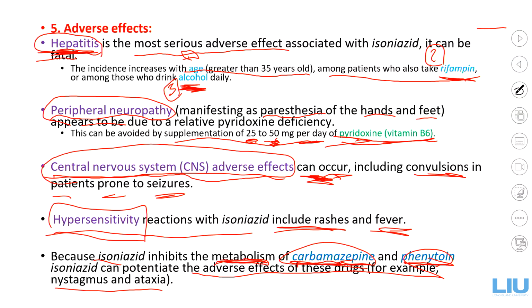But the drugs themselves are metabolized by some enzymes. Isoniazid inhibits the enzymes that metabolize those two drugs. As a result, you would have accumulation of these drugs, and so you'll have more side effects from these two. And so you'll have to adjust the dose if you combine isoniazid with these two. Decrease the dose for those two, okay?